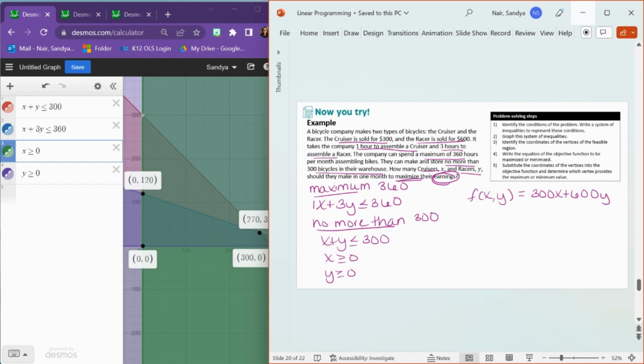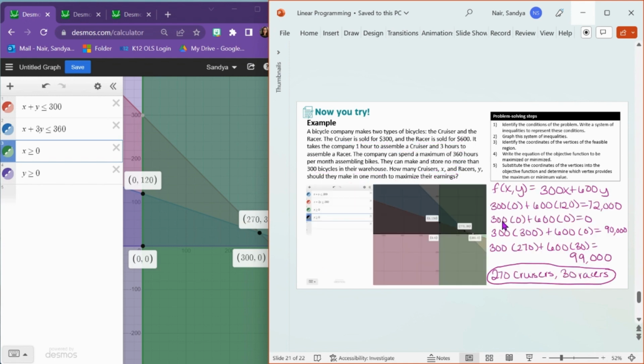So they make $300 on a cruiser, so that's 300x. And they make $600 on a racer, so that'll be 600y. So 300x plus 600y will be our objective function. So now we're going to go ahead and plug in all of those vertices into our objective function and notice that the maximum value we get is 99,000, which is the result when we have 270 cruisers and 30 racers. So that's what we're going to advise this company to do, right? So make the 270 cruisers and 30 racers in order to maximize their earnings.